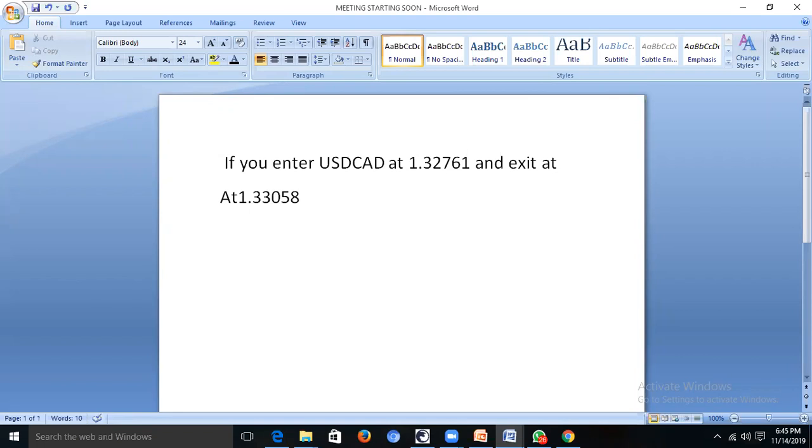1.33058. Just look at this formula because this is very important. You need to learn how to calculate pips so that you can always know the number of pips you want to make in the market. So if you enter Euro USD at 1.23761 and exit at this, how many pips have you made?